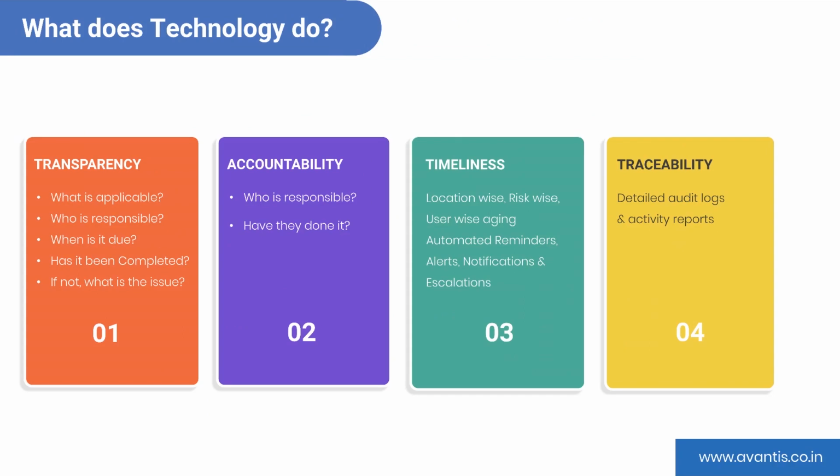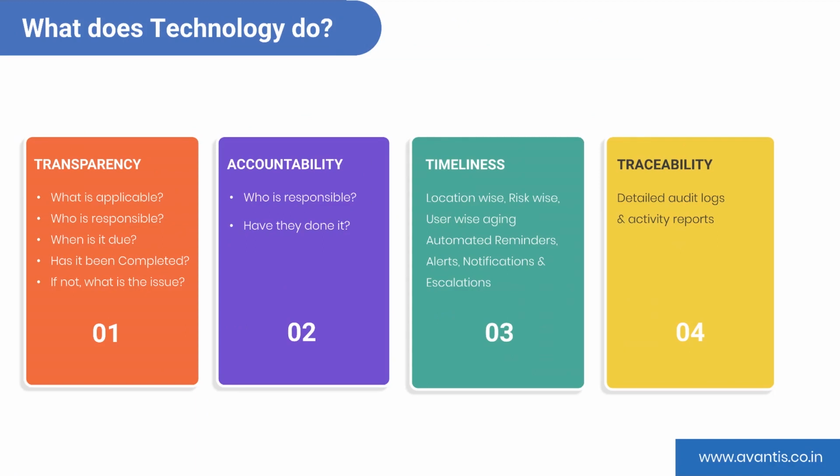Traceability, which basically means when things do fall through the cracks, when you end up missing critical compliances, being able to do a root cause analysis, go back and find out what was missed, whether it was a human error, whether it was a system failure, or anything like that, so that you can take corrective action and fix this problem for the future. So these are the four important building blocks of a good software program or a good digital platform for compliance management.